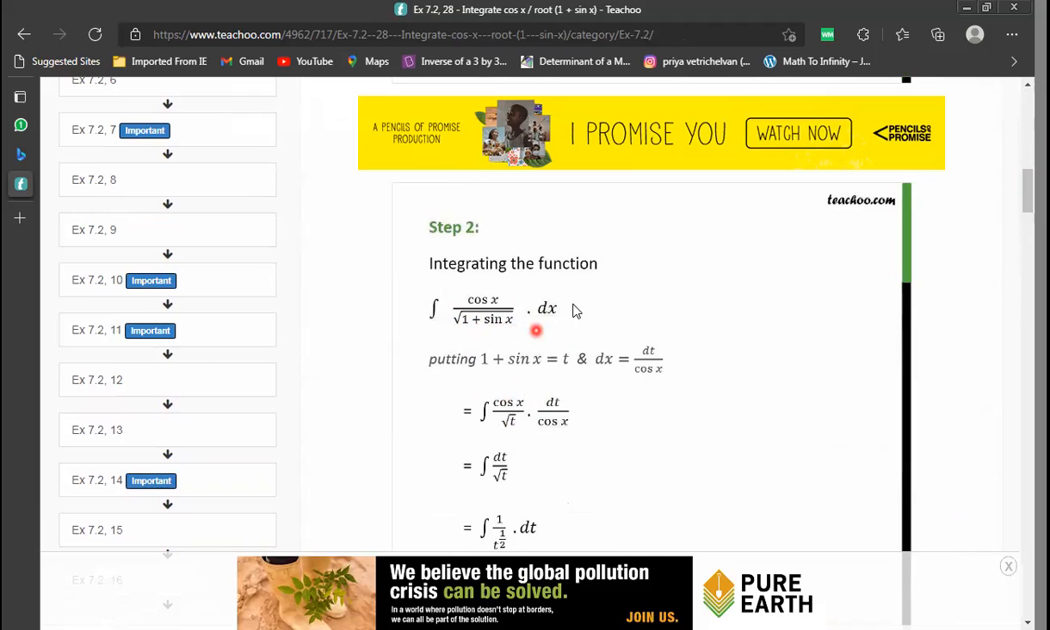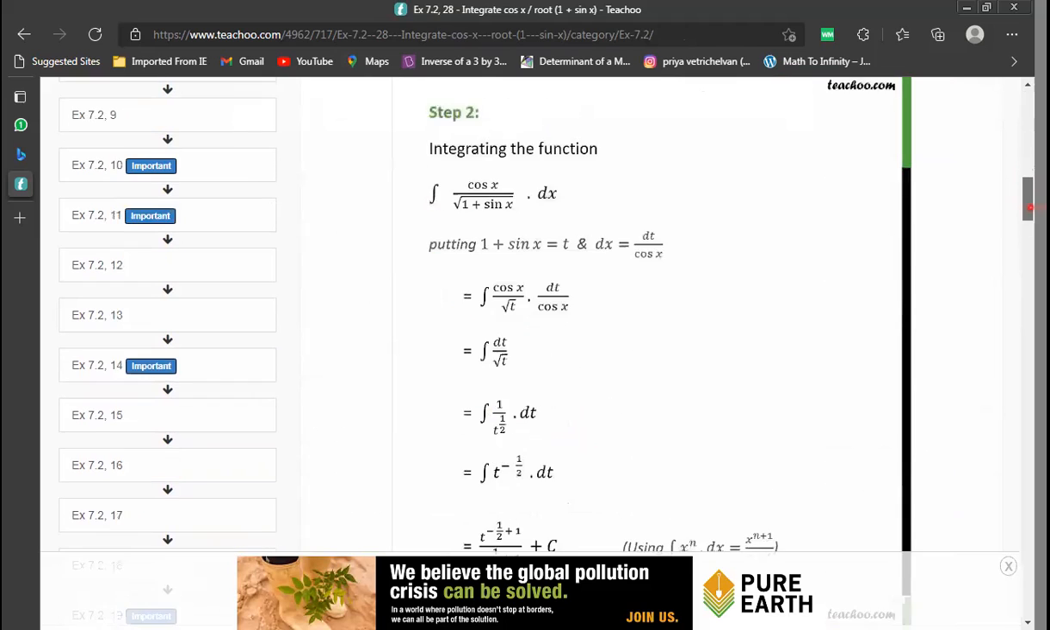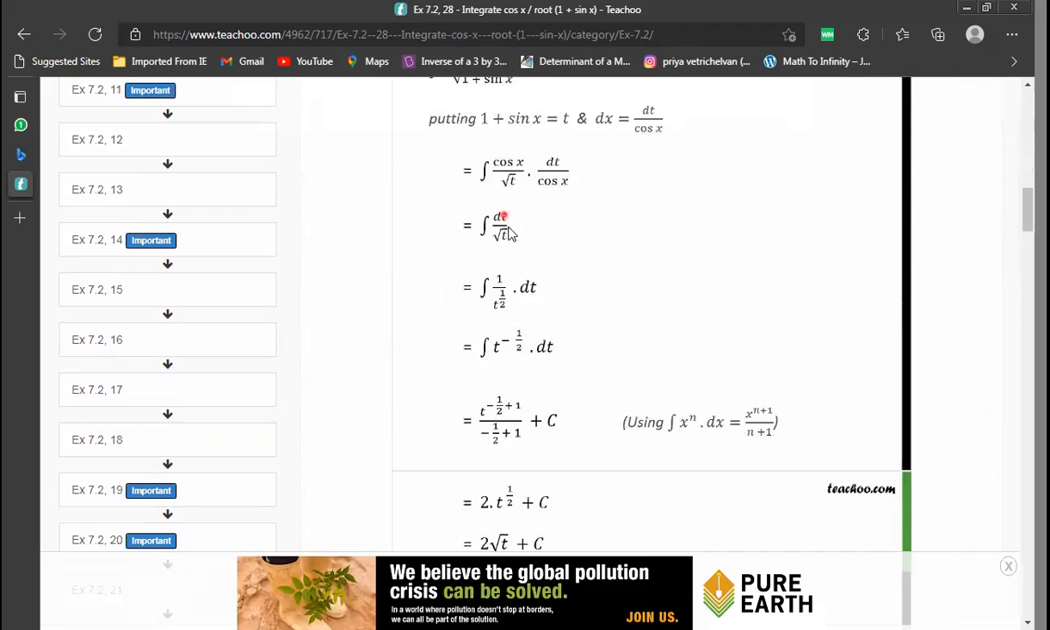Dx can be written as dt by cos x. Cos x in the numerator and cos x in the denominator will cancel each other. We get dt upon square root of t. Square root of t can be written as t power 1 by 2. Take it to the numerator, it becomes t power minus 1 by 2.